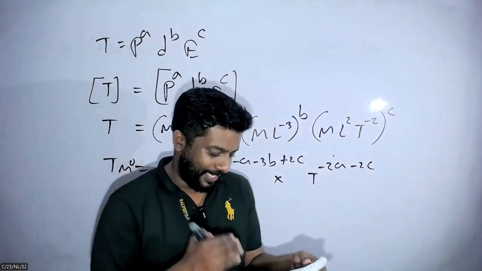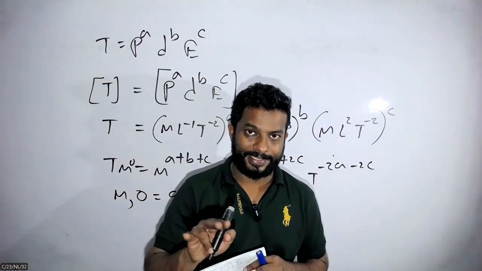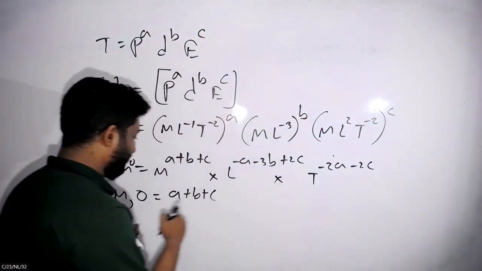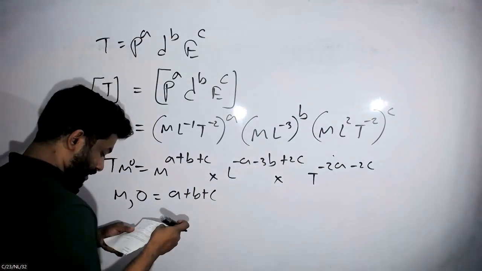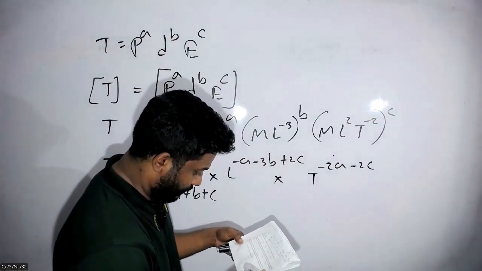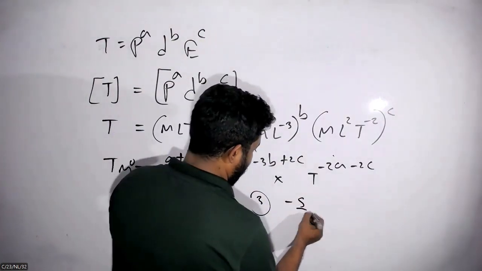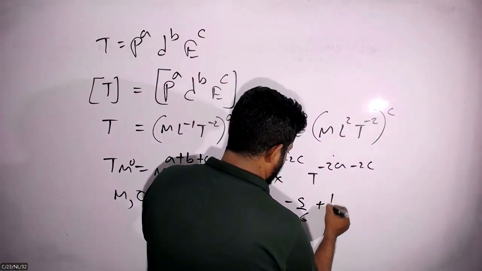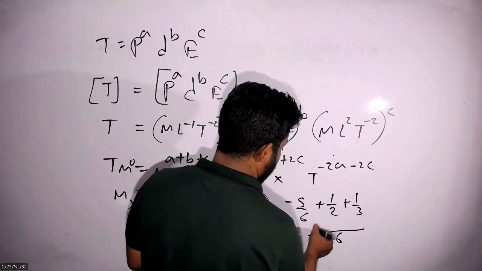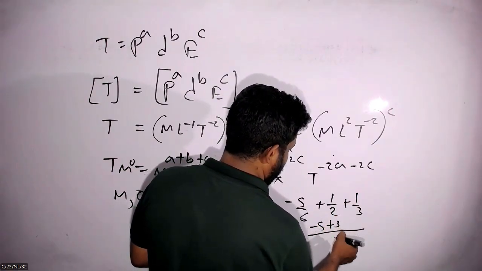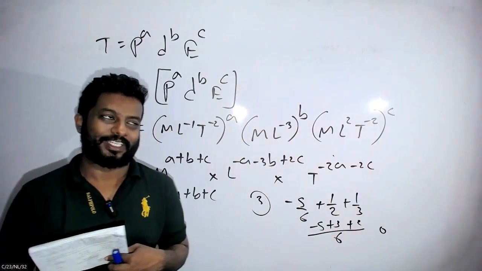Now look at which of the given values gives a sum of 0. If there are two choices, you need to find the values for A, B, C by using these equations, right? But here there is only one answer, no? In the third one, the sum is equal to 0. Minus 5 over 6 plus 1 over 2 plus 1 over 3. Take a common denominator of 6: minus 5, plus 3, plus 2, then the sum is 0, right?